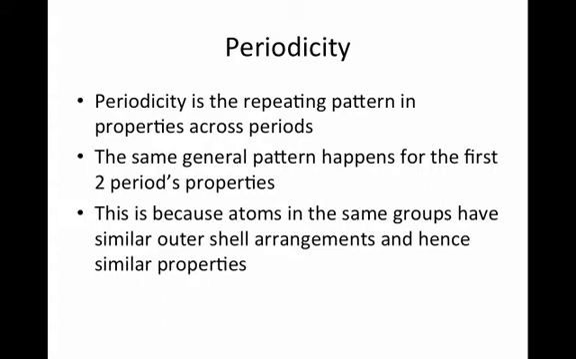So we have this general pattern that happens for the first 2 periods that we're going to be looking at, and that's because atoms in the same groups, so atoms in period 2, all have the same outer shell arrangement and therefore have similar properties. They're going to bond in similar ways, they're going to react in similar ways, they're going to do a lot of very similar things.